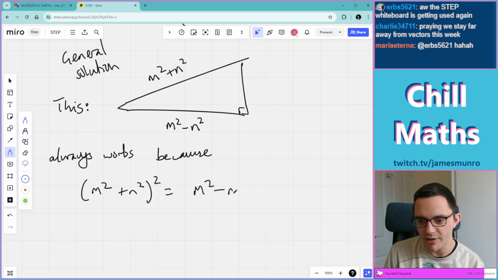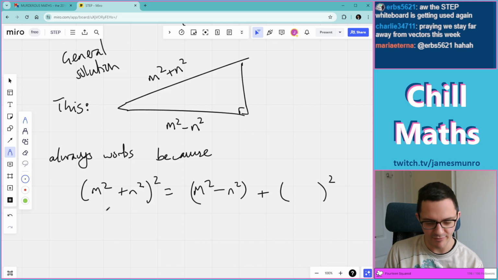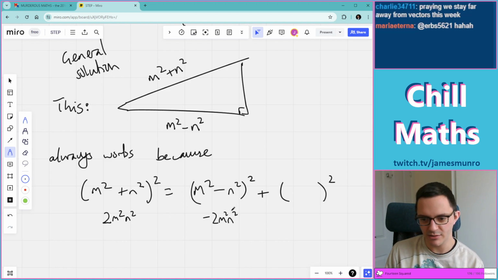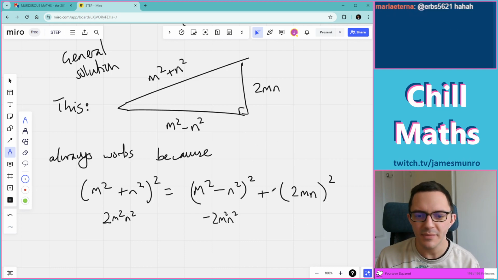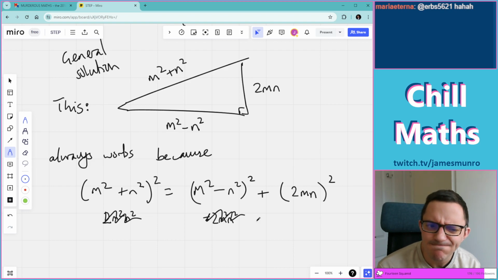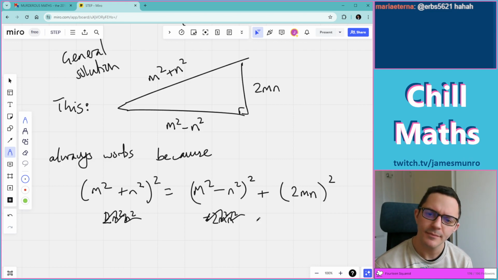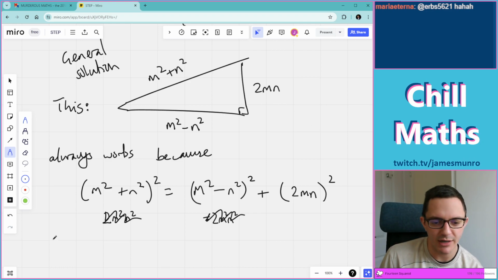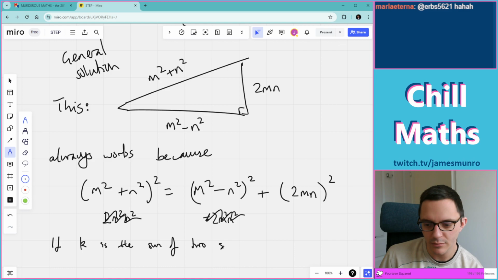This thing is m squared minus n squared plus something else squared. Now let me have a quick think. 2m squared n squared is the cross term over here. And that's going to be a minus 2m squared n squared. So if I write 2mn in here, yeah. Okay. There we go. Hide your working out. Good. So that always works. I think that might be all of them. Or maybe, what do I think? Oh, okay, so this tells me that if your number is the sum of two squares, there's a Pythagorean triple for that.